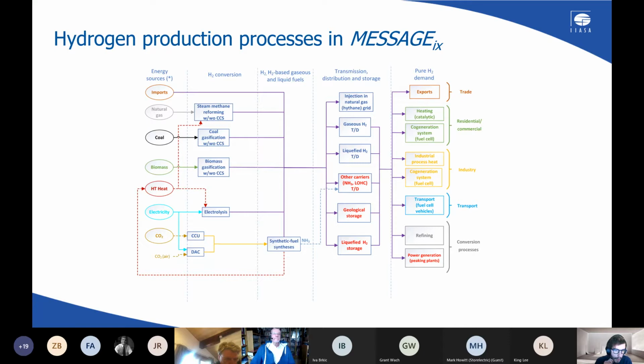And as we know, these two ways of producing hydrogen are mostly representing like 90% of how much hydrogen is produced today. So these are possibly the main processes here. And then we also have representation for biomass gasification with and without CCS.